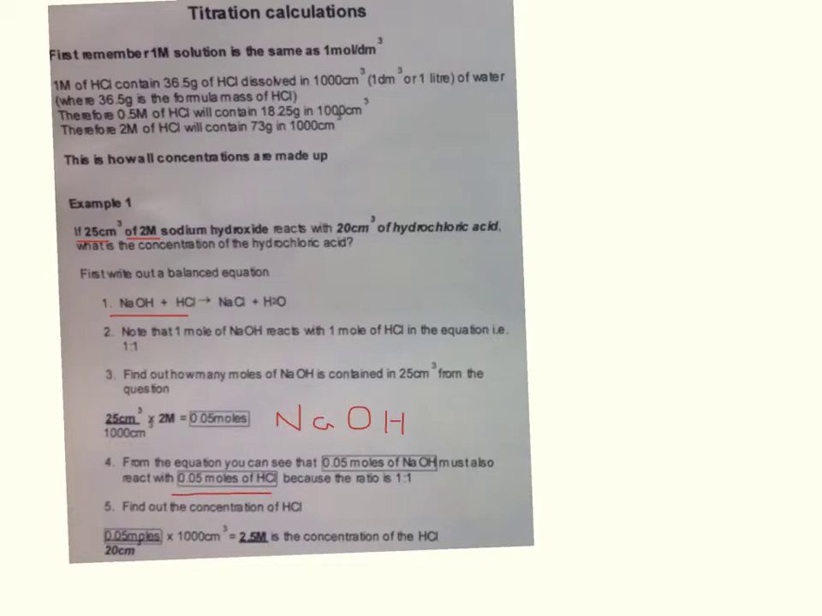And to find the concentration of the hydrochloric acid, we use the 20 centimeters cubed there, and the 0.05 moles here, and multiply the 0.05 moles times 1,000, because we're scaling it back up to a litre, divided by the 20 centimeters cubed, which is in the equation originally there. And we get 2.5 M, which is the same as 2.5 moles per decimeter cubed of hydrochloric acid.